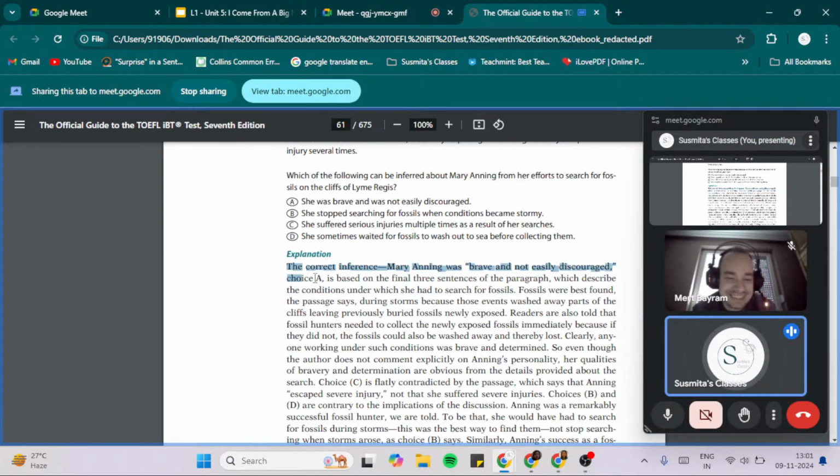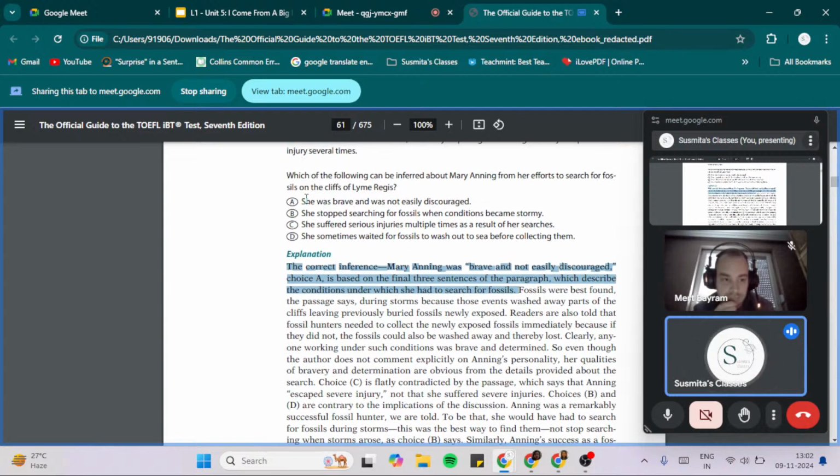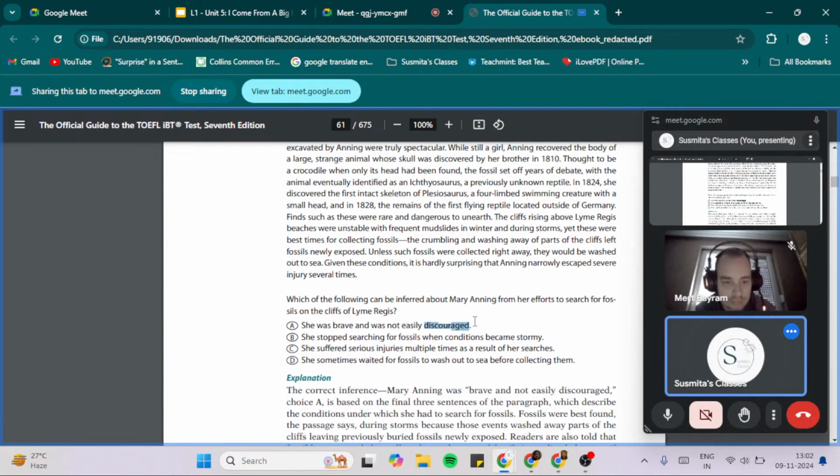Okay, so choice A is correct. It is based on the final three sentences of the paragraph, which describe the conditions under which she had to search for the fossils. So I would say just read through this explanation once when you sit to study tomorrow. Just see why all the other options were incorrect. So you know when you are attempting these kind of questions why other options could be incorrect, and the one you have selected, of course, that's correct. Option A, that's good. You understood how to find information for this question. That's great, I would say.